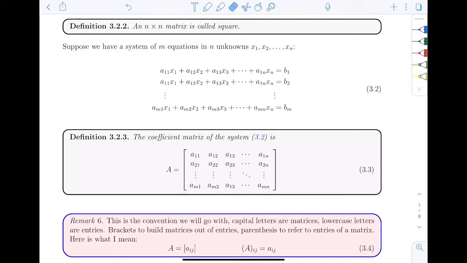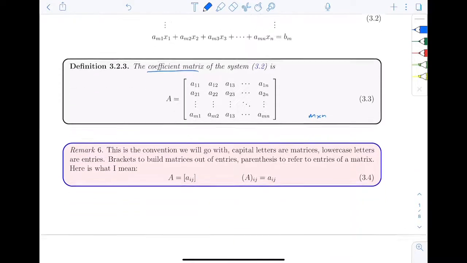Now, what are we going to do with these? Suppose that we have a system of m equations and n unknowns. So x1, x2 through xn are the unknowns, the a11, a12, and all of the a's are my coefficients, and the b's are the constants on the other side. We define the coefficient matrix of this system to be the matrix of the aij's. This is an m by n matrix, and this is going to be called the coefficient matrix.